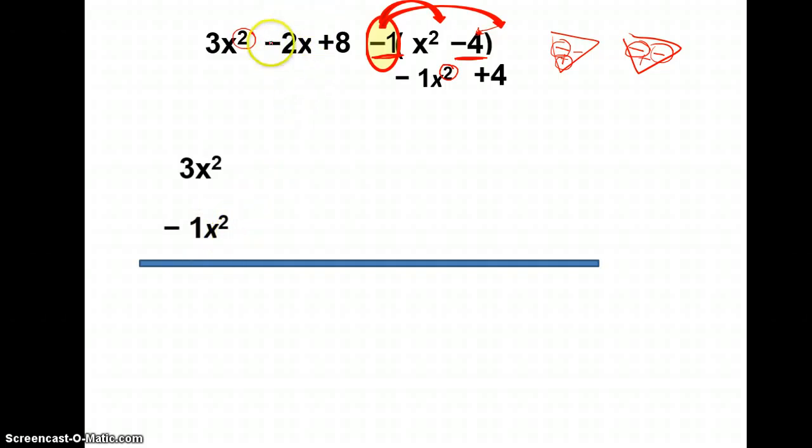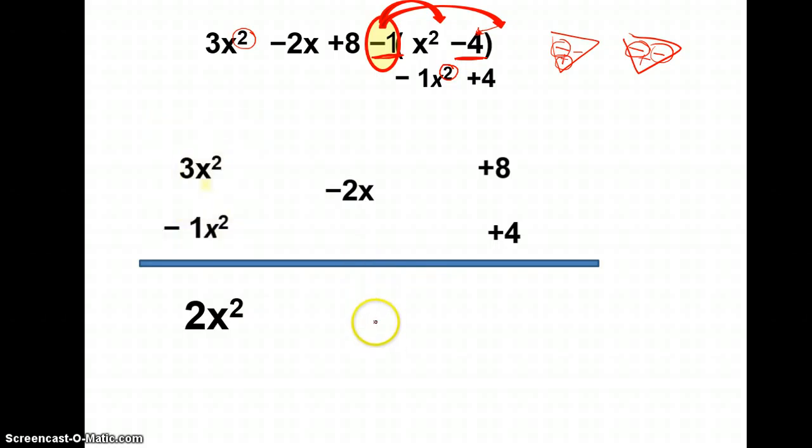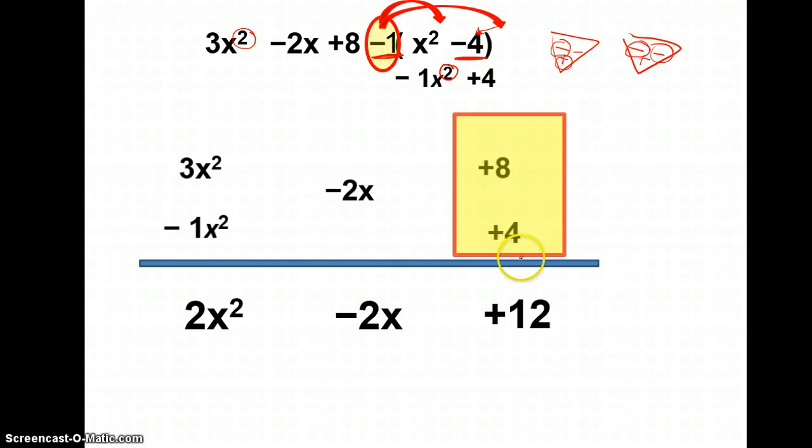I only have a negative 2x, and that's going to be there. And then I have a positive 8 and a positive 4. So those will go together. Again, 3x squared, take away 1x squared, 2x squared. This doesn't have anything to be grouped together, so it just comes out to be negative 2x, and 8 plus 4, 12. Okay.